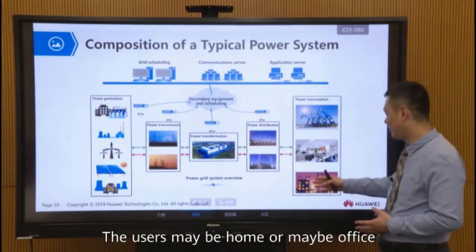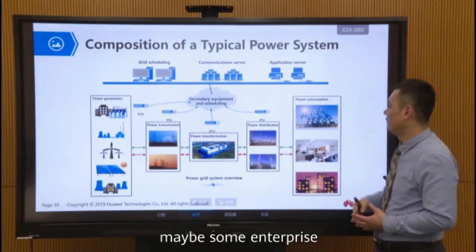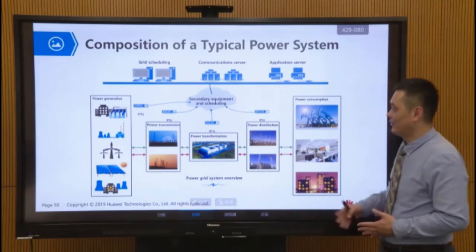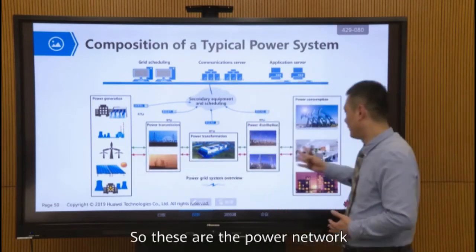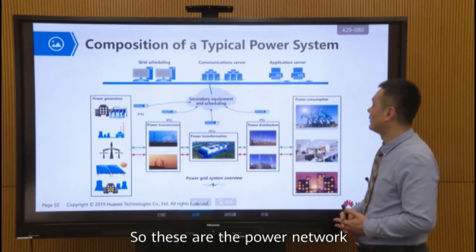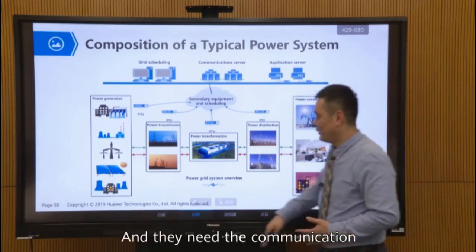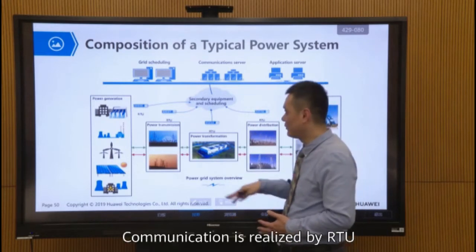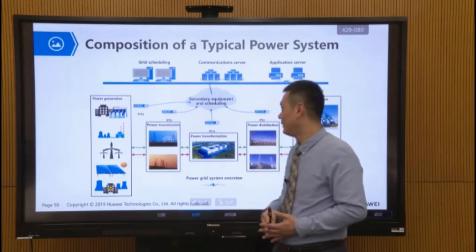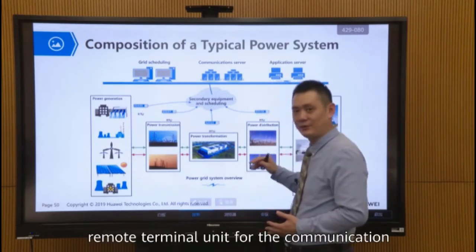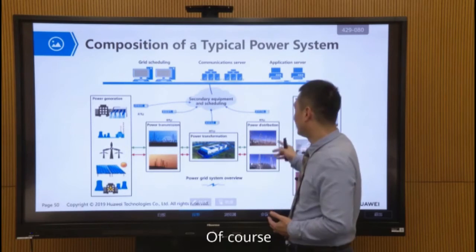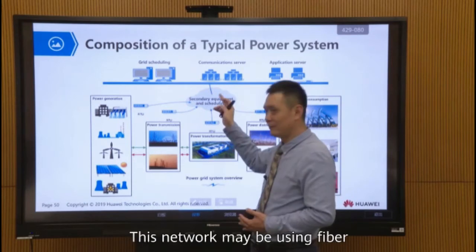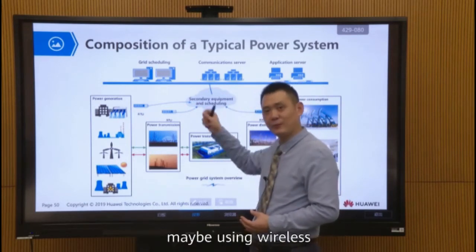The users may be homes, or offices, or some enterprise. So these are the power network, the power system. And they need communication. Communication is realized by RTU, remote terminal unit. Of course, they need a network for this communication, right? This network may be using fiber, or wireless.